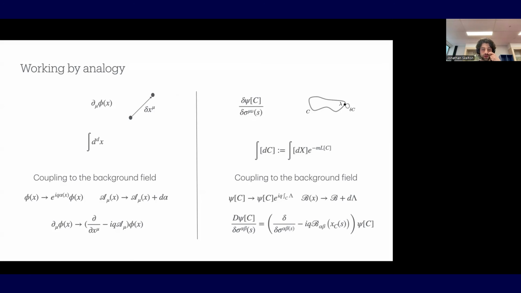Oh, and I see you've got the one-form symmetry there with e to the i q integral of lambda of this one. And lambda is a one-form, right? Yes, exactly. So then B is going to be a two-form gauge field, with alpha beta indices. Yes.